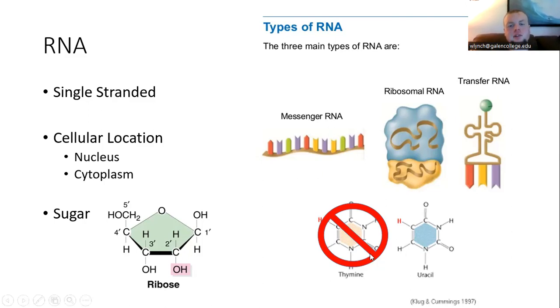And again, as I mentioned here, there is no thymine. Here in RNA, we have uracil. So we have uracil binding to adenine. There is no thymine.